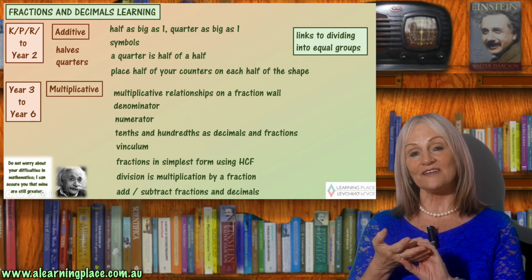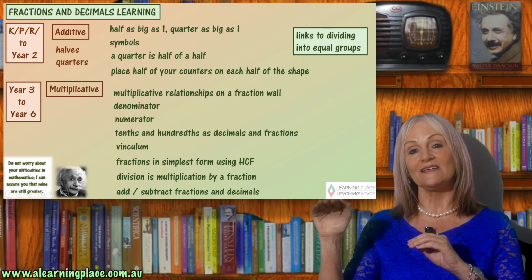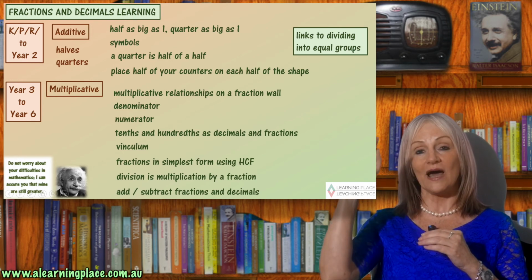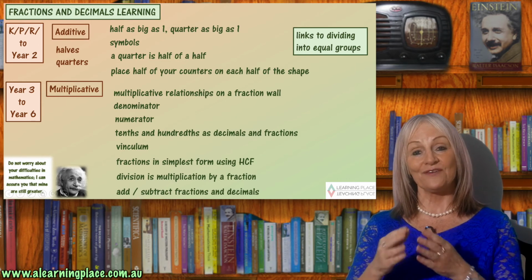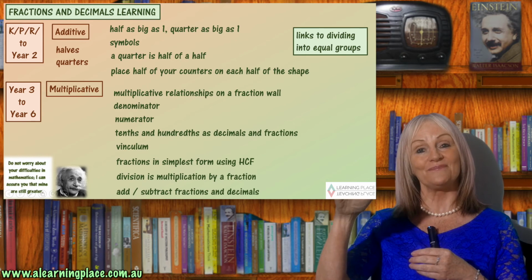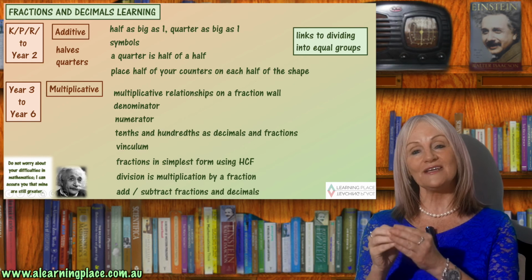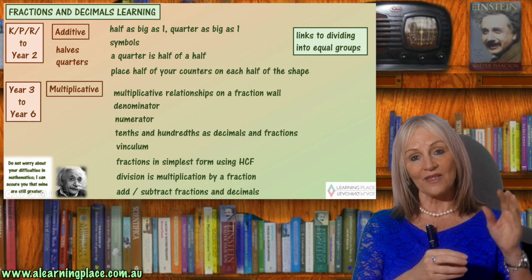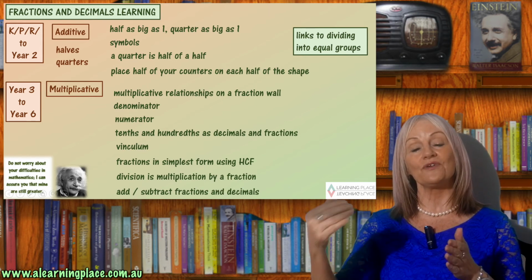Children then start to investigate the meaning of the vinculum, which, as I mentioned before, means divided by. So the fraction 1/2 is 1 divided by 2, which is a half. The fraction 2/3 is 2 divided by 3, which is 2/3. Children investigate this at the same time as they're investigating dividing remainders in division to end up with a fraction.